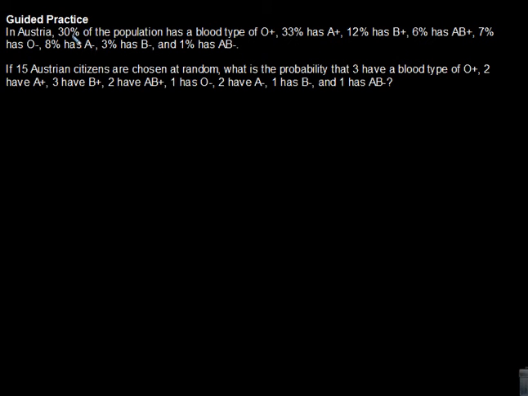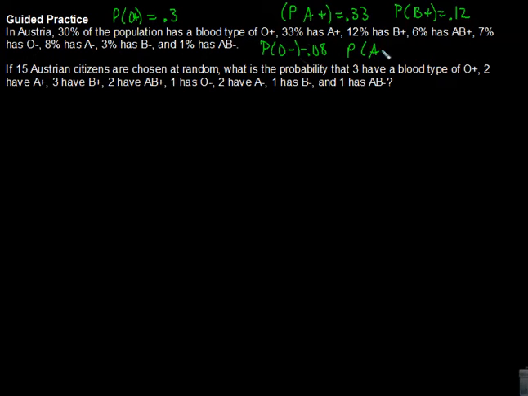In Australia, 30% of the population has a blood type of O. When you get a statement like that, that means the probability of an O positive is 0.3. Probability of an A positive is 0.33. Probability of a B positive is 0.12. Probability of an O negative is 0.08. Probability of an A negative is 0.03. And the probability of a B negative is 0.01. So the percentage is the probability.